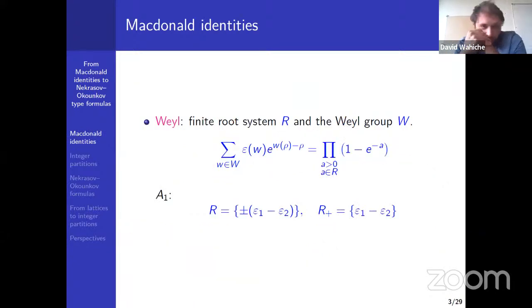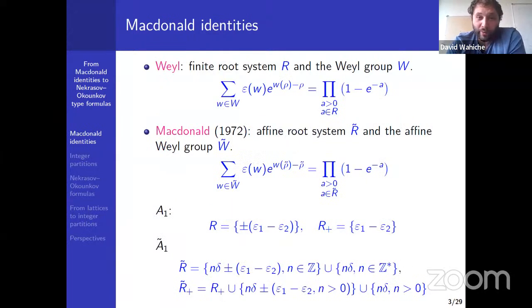So first of all, what are the Macdonald identities? If you're familiar with finite root systems and root systems in general, which I won't exactly discuss here, but if you take a finite root system R and the Weyl group associated, basically the Weyl denominator formula reads as follows. So it's a sum equal to a product over the positive roots. I gave here the example of A1, with R being the root system and R plus being the positive roots.